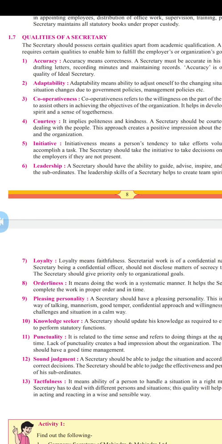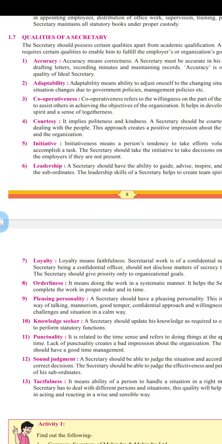Then, 12th is sound judgment. Secretary should have a good sense of judgment. He or she should be able to judge the situation, and according to that situation, he should have the quality to take the right or correct decisions. The secretary should also be able to judge the effectiveness and performance of his subordinates.